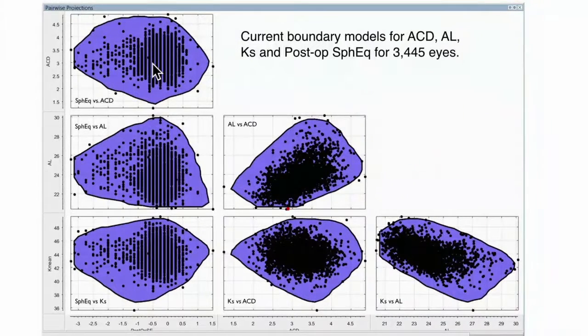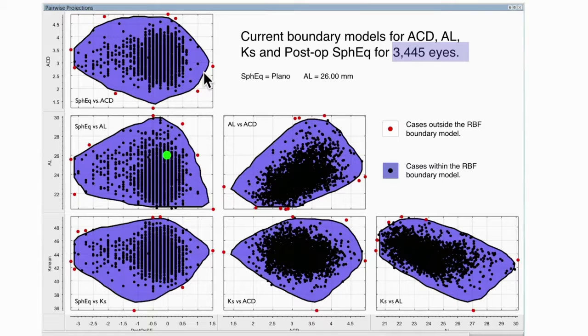Now, how does RBF work? Did you know that RBF is only looking at 4 factors? The spherical equivalent is the target that you're aiming for. The original RBF, just based on 3,500 eyes, was about plano. Now you see the green dot show up there. That's a spherical equivalent of plano and an axial length of 26, not too far off of normal.